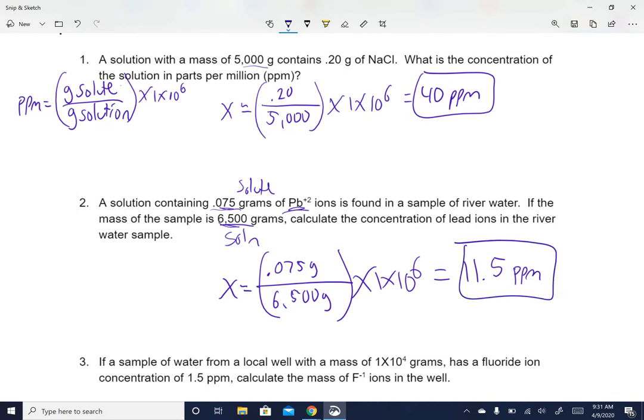If you had river water, that's crazy high for lead. 1 part per million is better. I don't know the EPA limits and standards, but I know it's not 11.5. I would guarantee that. Anyways, the point is, can you practice showing the work and getting the answer? So that's a concentration of 11.5 parts per million. All right, so there's 1 and 2 on that.